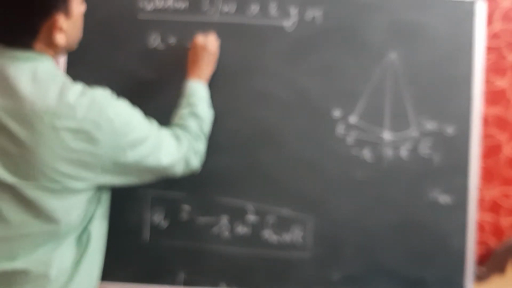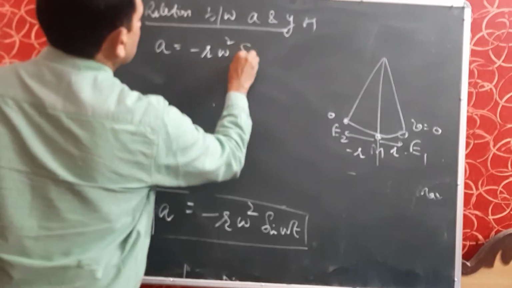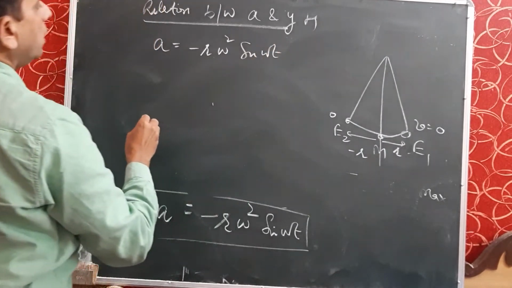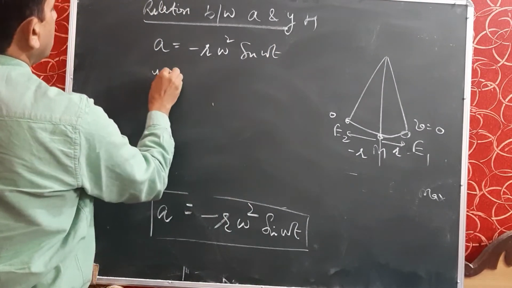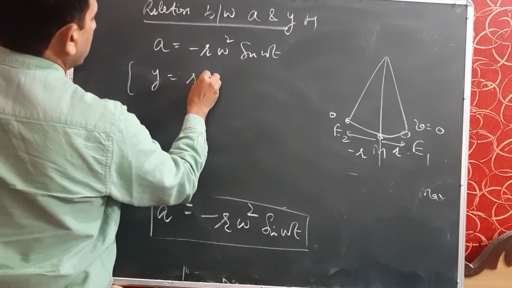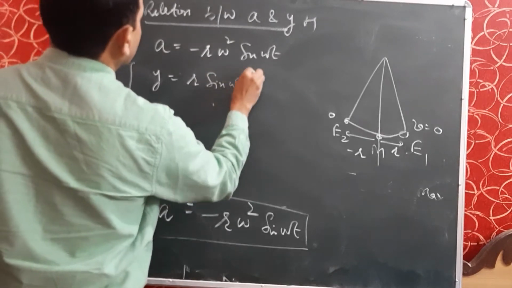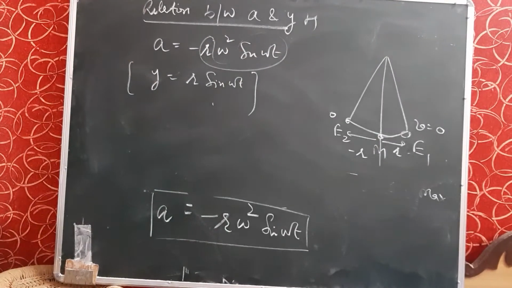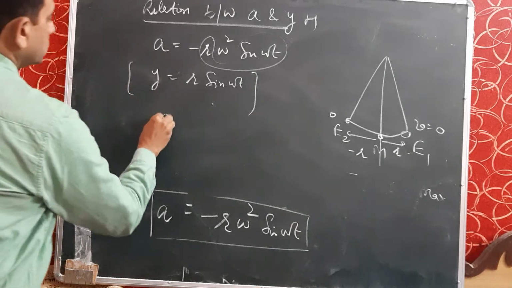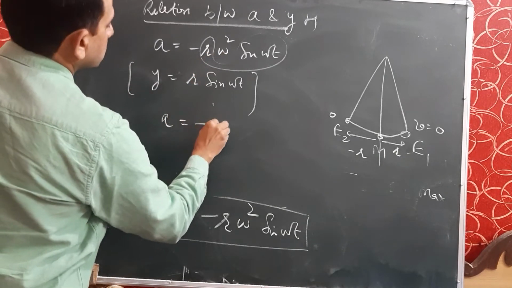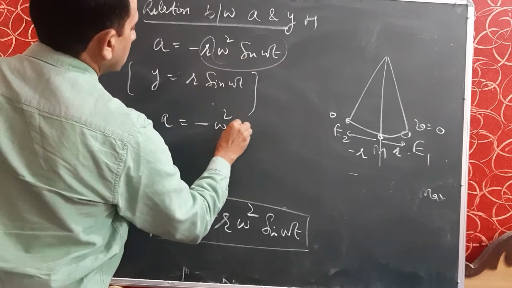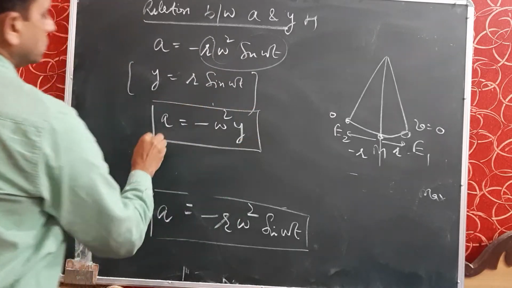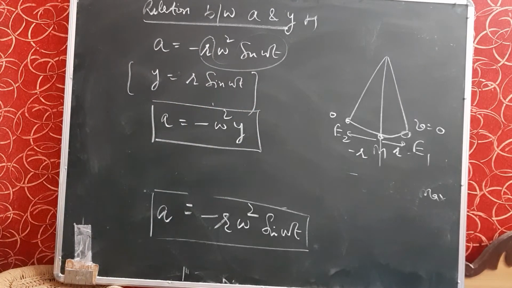So we know that A is minus r omega square into sin omega t, and we know that y is r sin omega t. So this r sin omega t can be put as y. So A is equal to minus omega square into y. So this is the relation between acceleration and displacement.